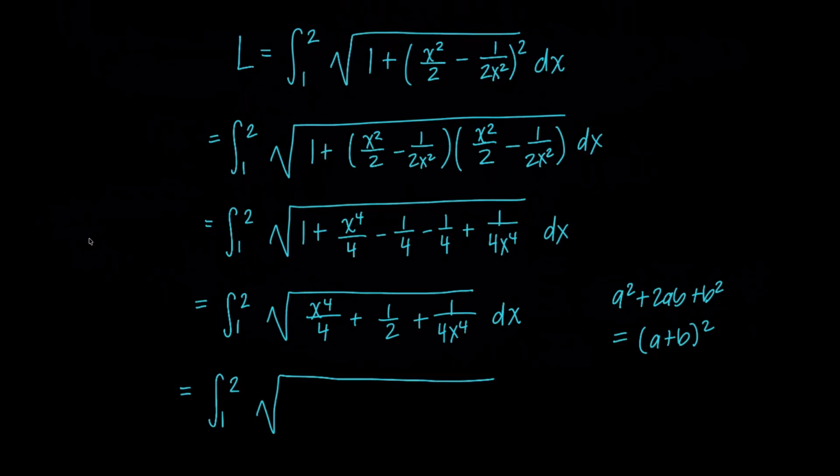So x to the fourth over 4 is x squared over 2, squared. And then I'm going to focus on the last term. That's 1 over 2x squared, quantity squared. So the question is, is the middle here 2ab? So this is a, x squared over 2. This is b, 1 over 2x squared. Is 1/2 equal to 2ab? Well, let's check. So plus 2a, x squared over 2, b, 1 over 2x squared.